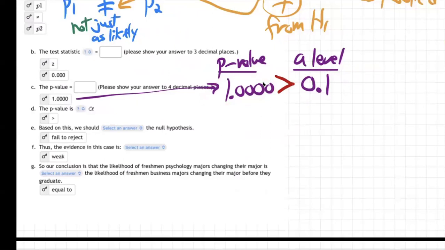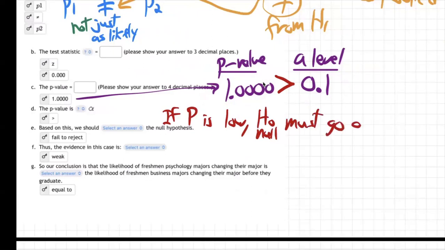Okay, so what's our saying? If the p is low, then the H0, the null, must go, meaning go away. So if the p is low, the null must go. If the p is low, no. So is our p-value low?